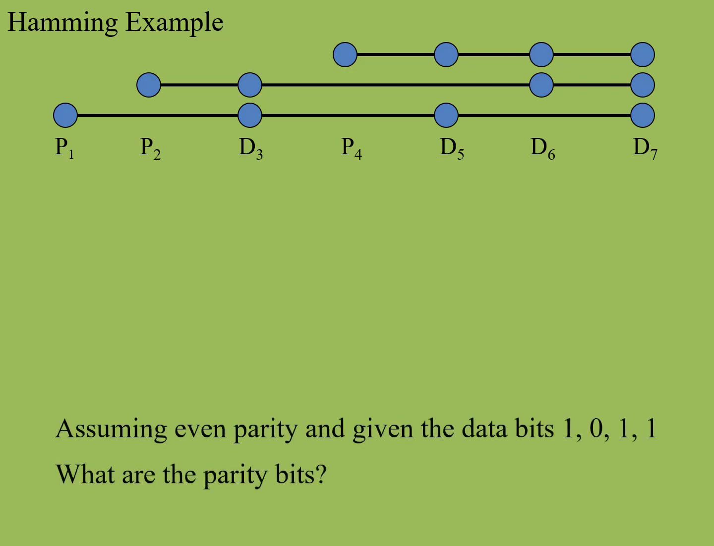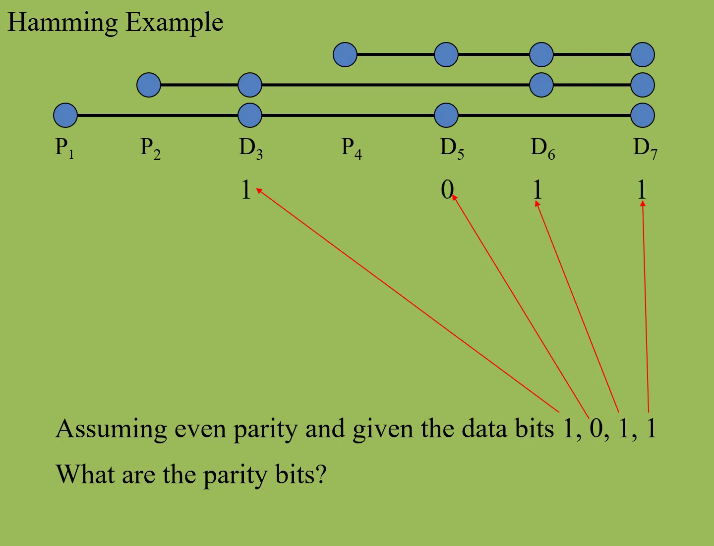First, if we were trying to send a message and the data that we were trying to send was 1011, we would have to figure out what parity bits to send along with it. We're sending 7 bits. We're sending parity bit 1, parity bit 2, data 3, parity 4, data 5, data 6, data 7, in that order. We already know the data bits, and we're trying to figure out the parity bits.